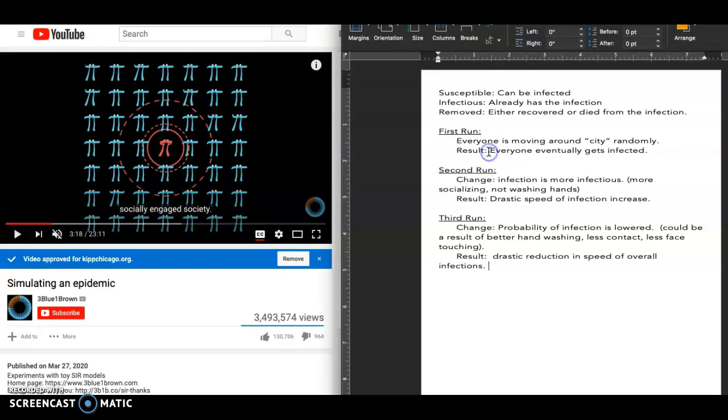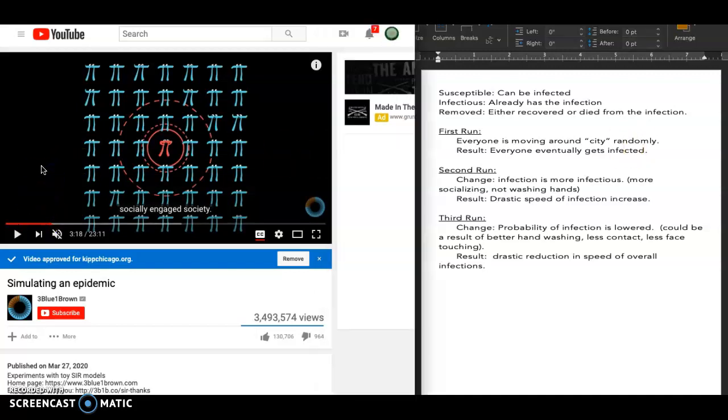So if you look at your notes here, the first run, everyone was moving around the city. The result was eventually, over time, everyone gets infected. Now, if everyone is moving around the city, that means the city is not taking any steps to slow that spread. The second run that we're going to see, the change they're making to this simulator is they are making the infection more infectious. What that means is they're increasing the radius of infection to include more people.